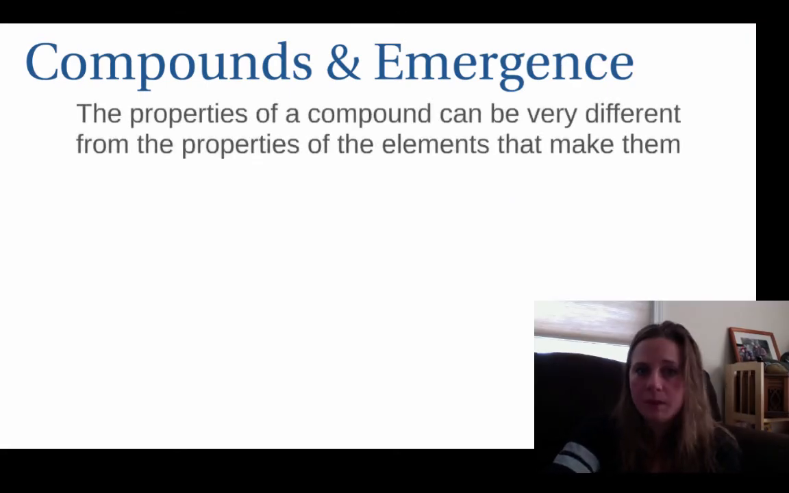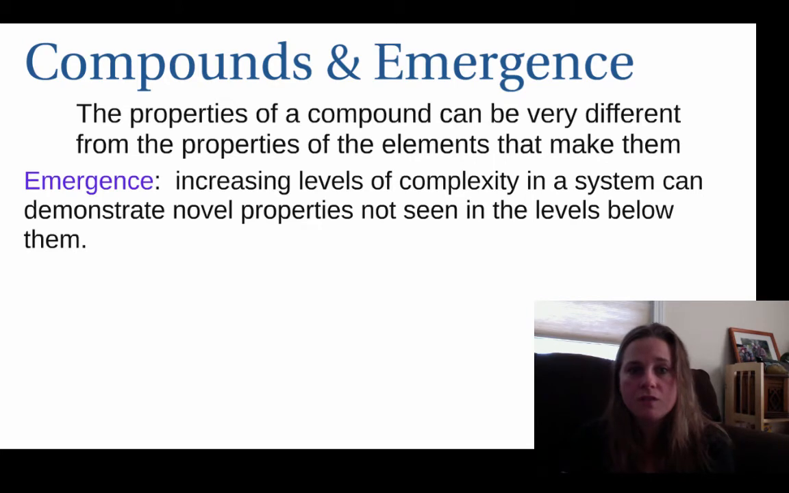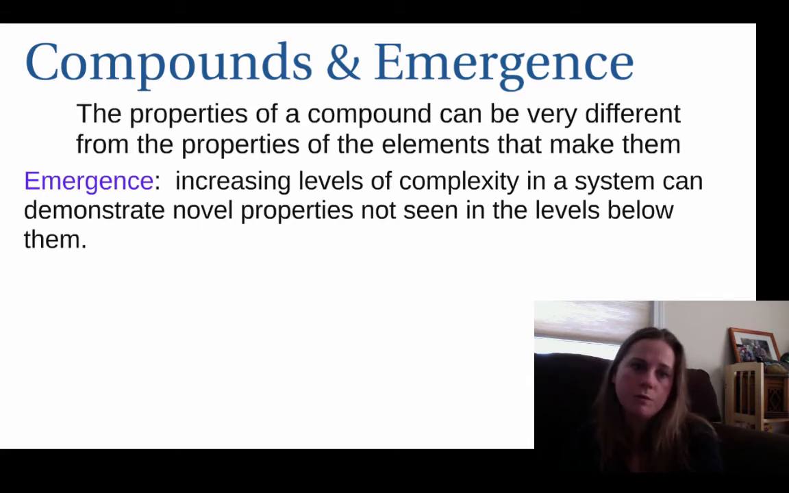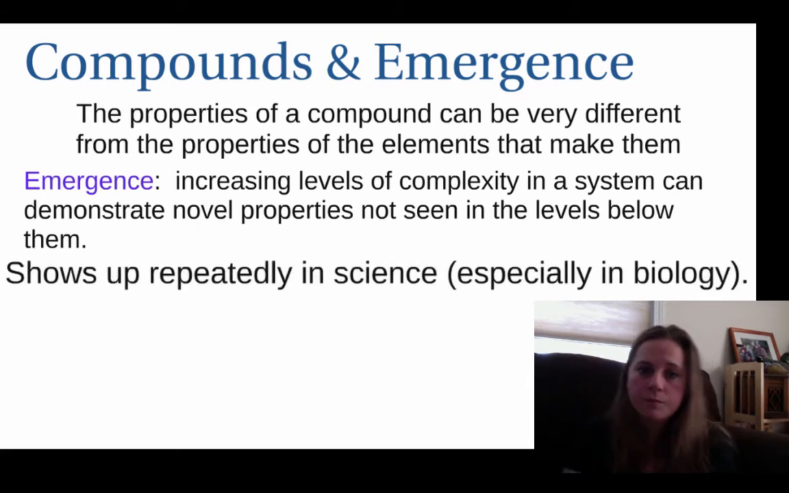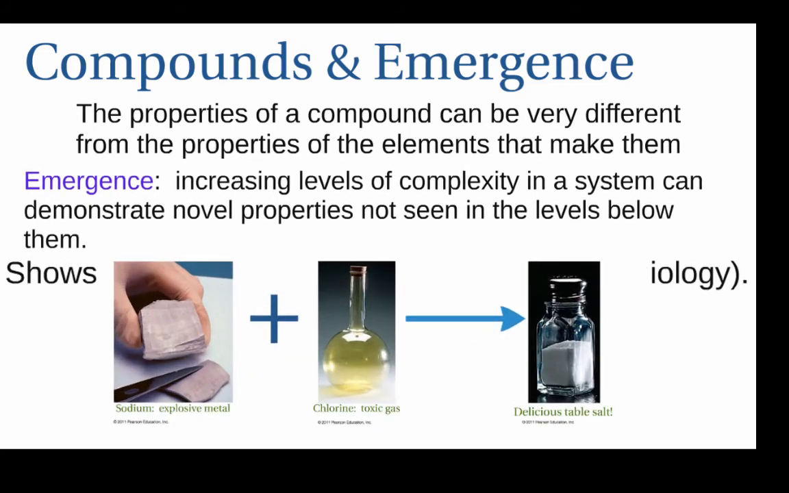All right, so let's talk a little bit about different types of compounds. They're very different depending upon what elements make them up. So we have this idea of emergence. This is increasing levels of complexity in a system that really allow us to see these sort of new properties that aren't really ever seen in the energy levels below them. So we call those emergence, okay? Particularly in biology, this shows up a lot, okay?